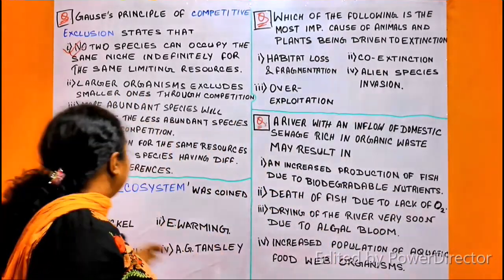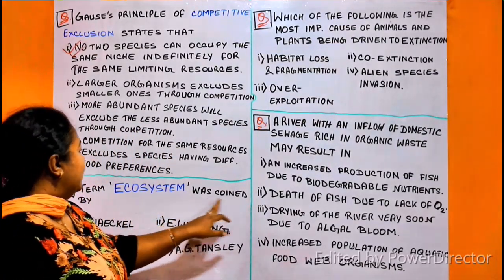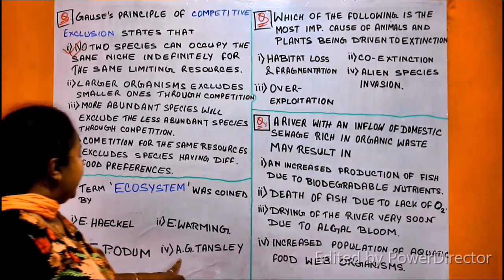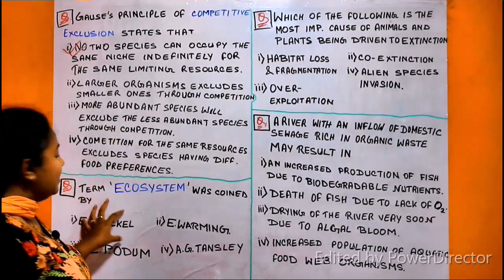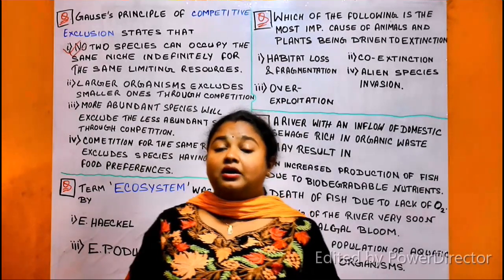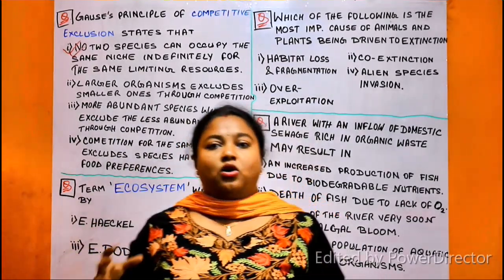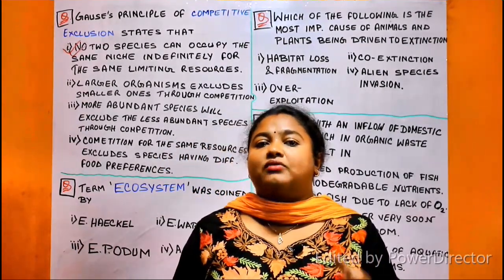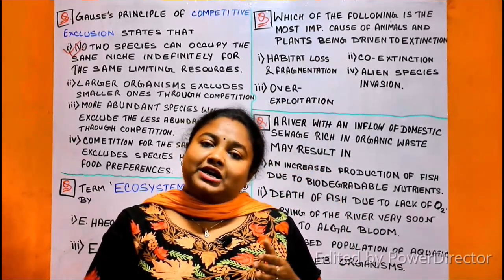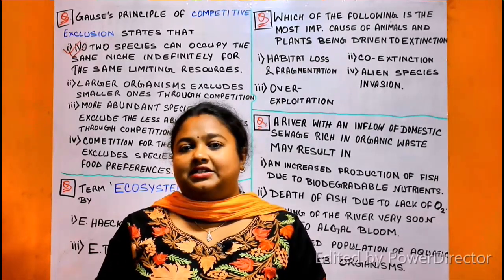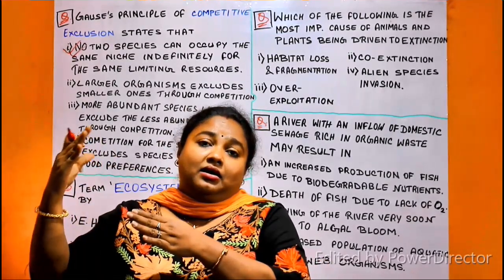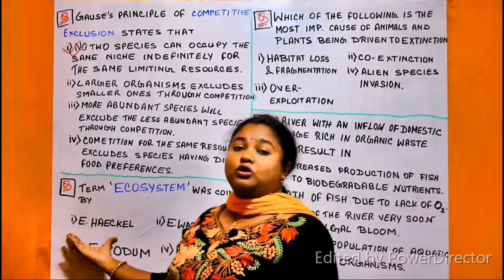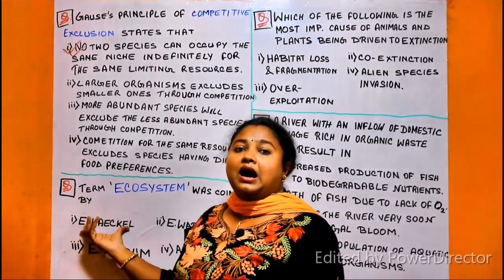Okay, next question. The term ecosystem was coined by E. Haeckel, E. Warming, E. Odum, E.P. Odum, or A.G. Tansley. Ernst Haeckel is renowned for his theory that states ontogeny recapitulates phylogeny. That means ontogeny, the embryological developmental history of the embryo, will repeat itself in one stage or another, repeating its evolutionary development, which is phylogeny. So this theory, ontogeny recapitulates phylogeny, is given by Ernst Haeckel.